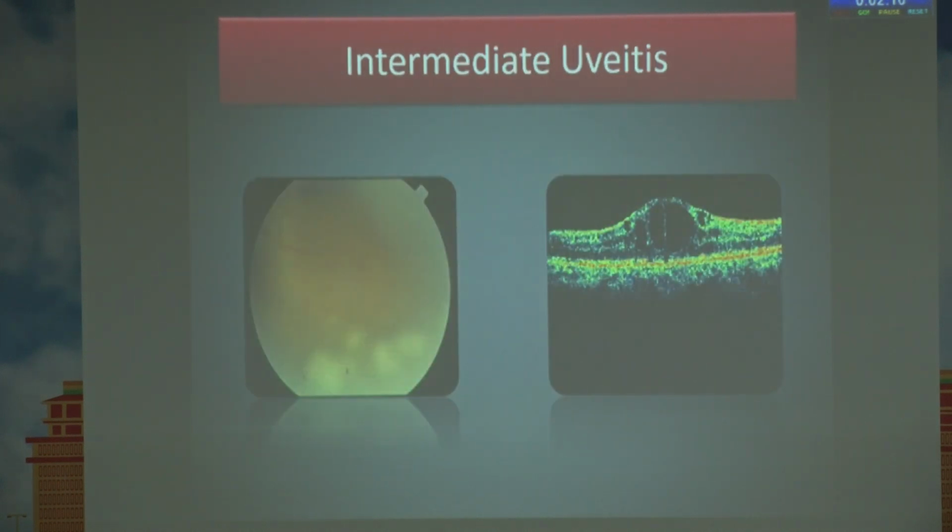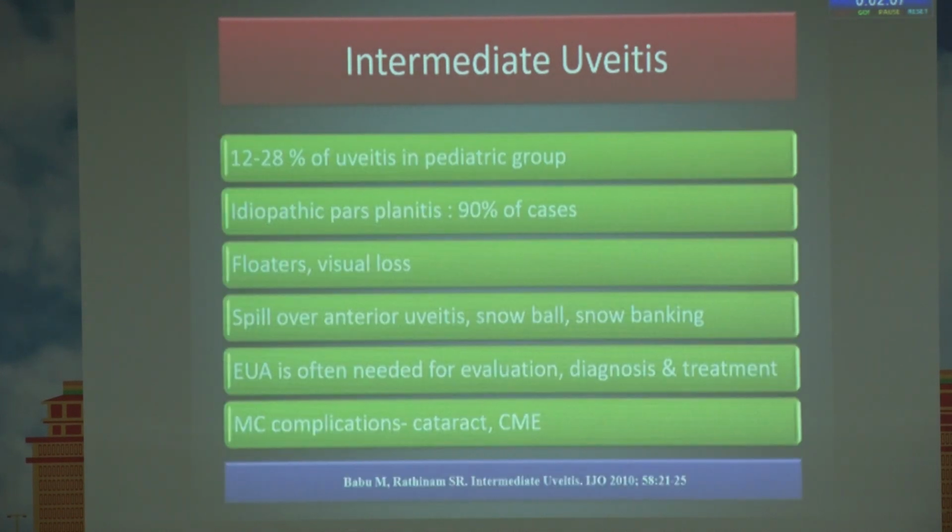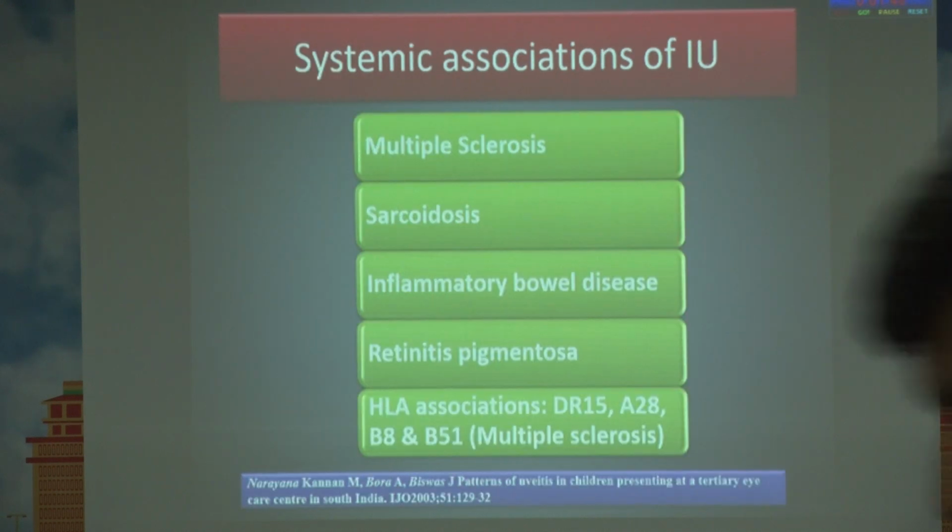Now coming to intermediate uveitis, 90% of cases are idiopathic in nature, and intermediate uveitis constitutes 1/6 to 1/4 of the total uveitic entities in the pediatric subgroup. Spillover anterior uveitis is more commonly seen in kids than in adults, and the most common complications of intermediate uveitis in kids are cataract and cystoid macular edema.